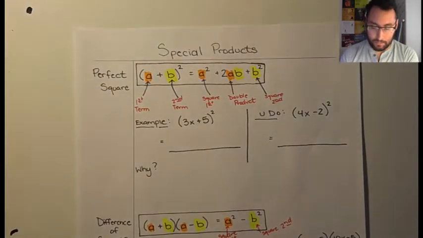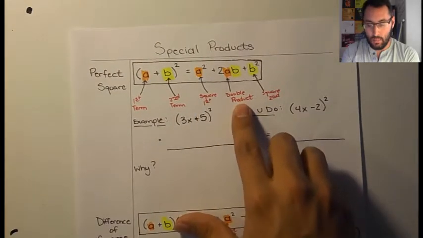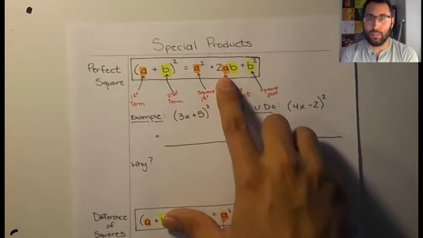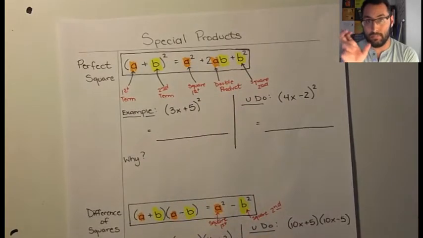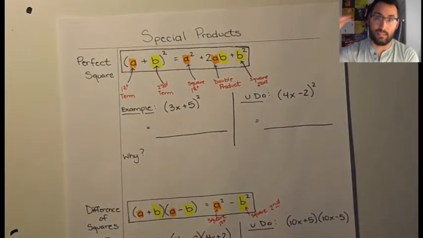So what this means is we're going to square our first term. We're going to square our last term, so that's b. And this part right here, 2ab, means we're going to double our product. So the product of a and b, we multiply the first and second term, and whatever that is, double it.